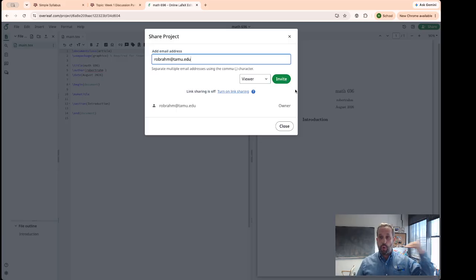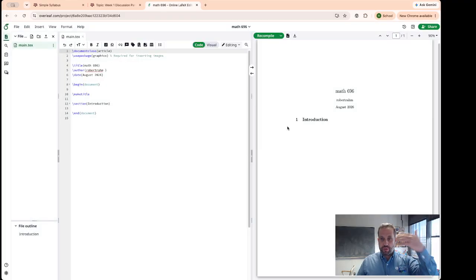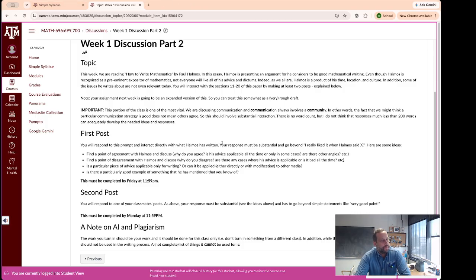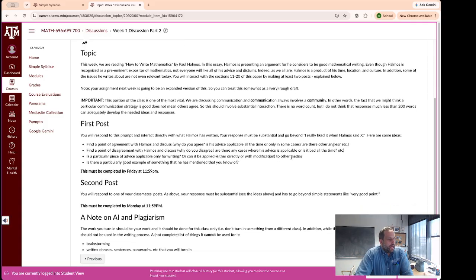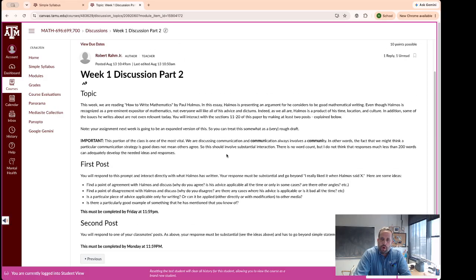I'm doing this because I want to be able to see how you edit your things. This is part of a check against AI usage. I just don't want that to happen in this class. And this is one of the best practices, having these Overleaf files. Okay. I think that's all that I want to mention this week. So read that Paul Halmos paper, make the discussion posts, and come up with a topic proposal for what you want to think about.